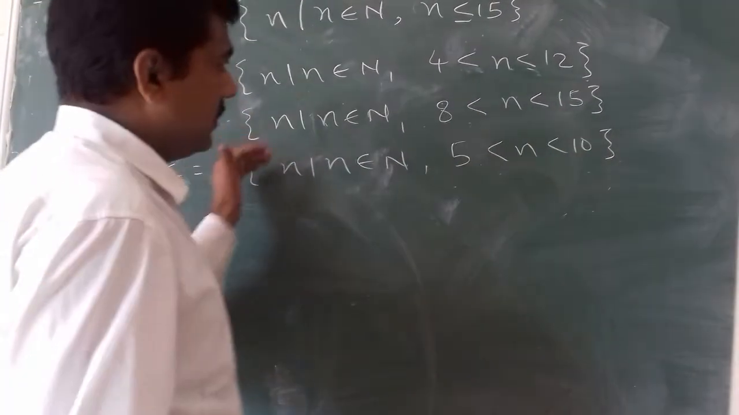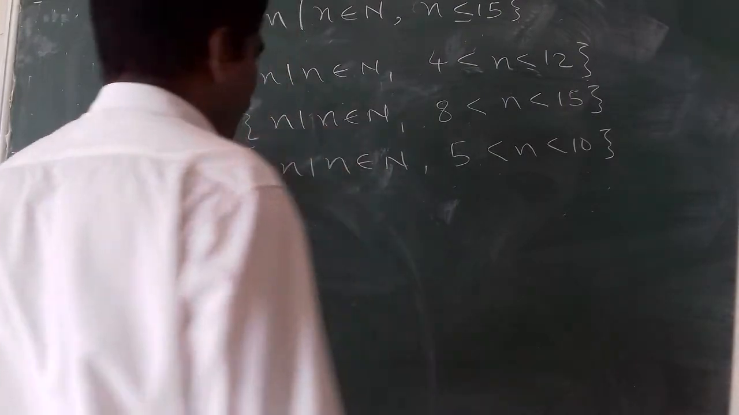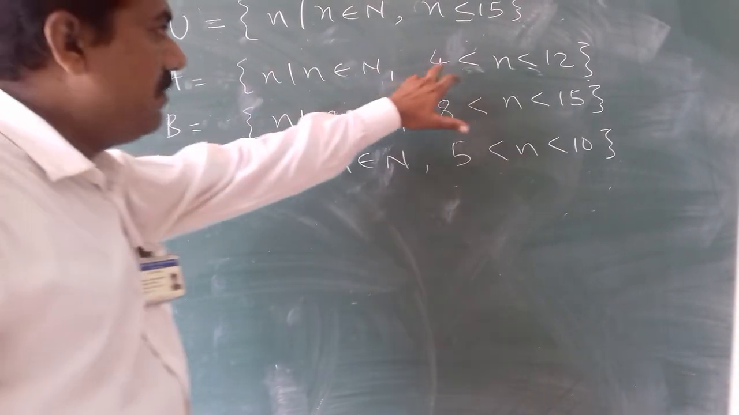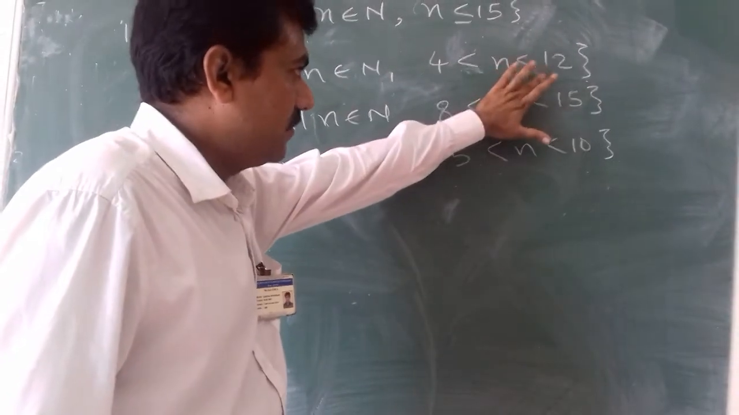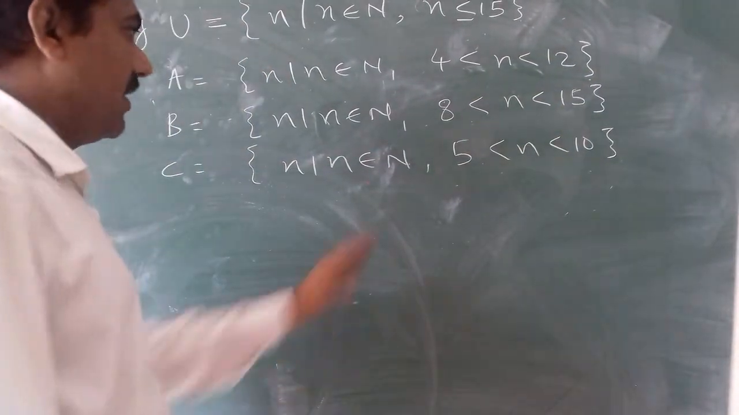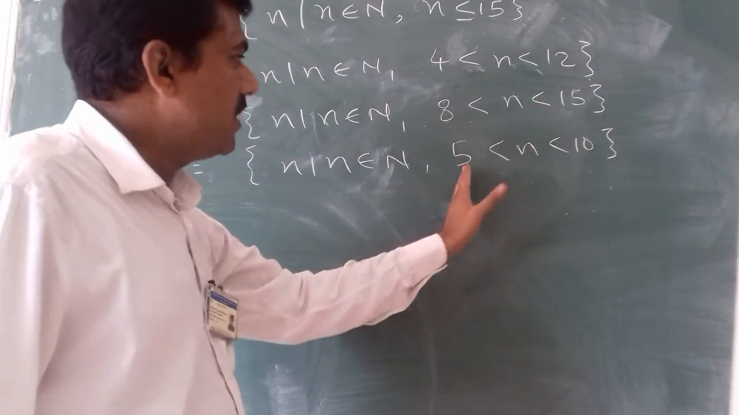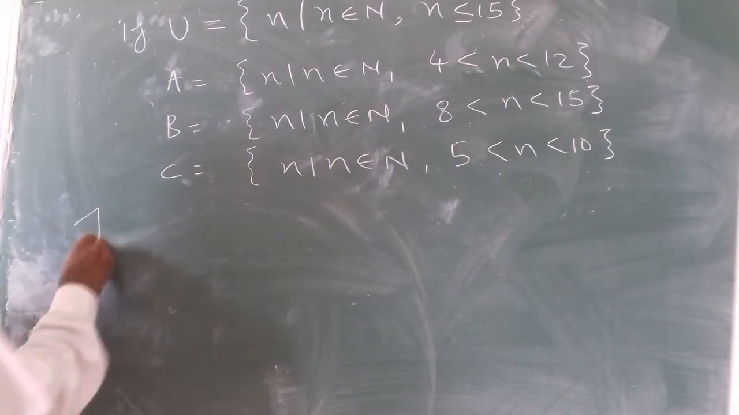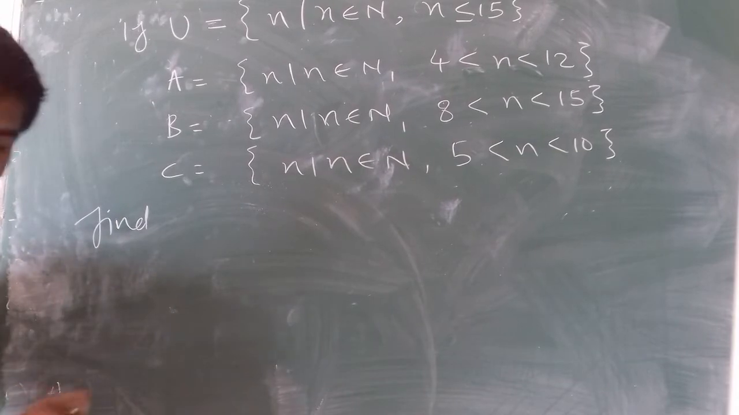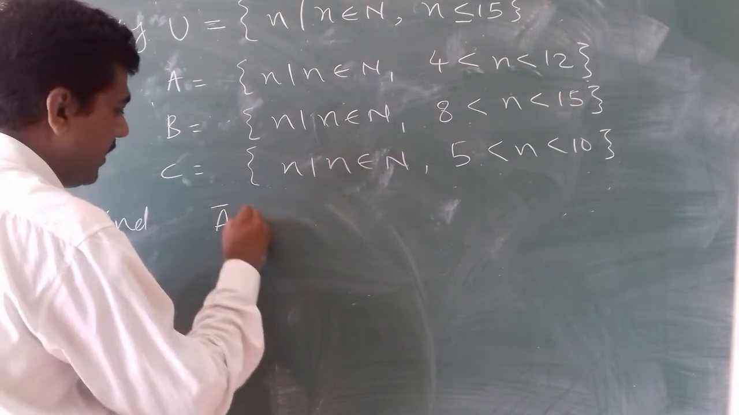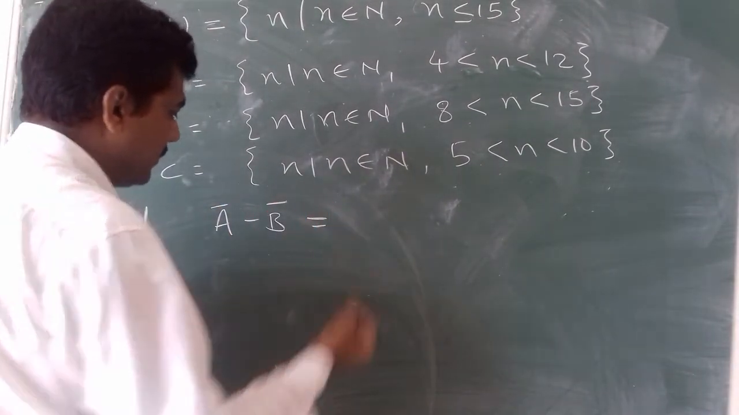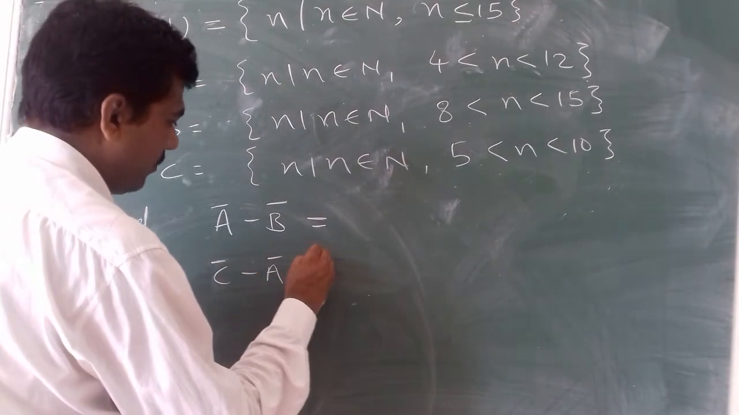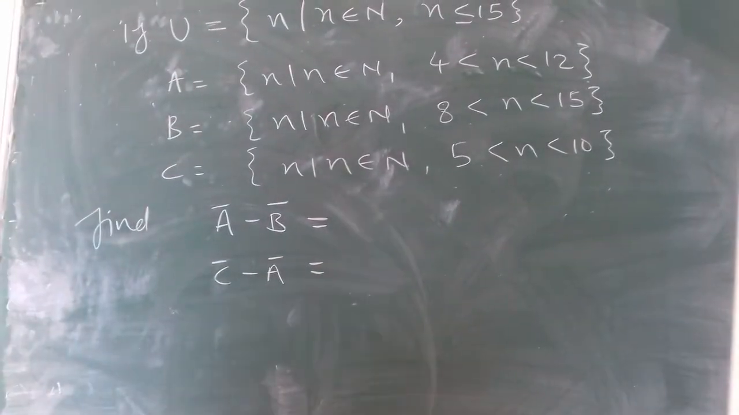So from the definition of this set we can find out the elements. So here in A the elements will be what? 5 to 11: 5, 6, 7, 8, 9, 10, 11. Likewise 9 to 14, 6 to 9. Right? And the question asked is, find: first one is A complement minus B complement is equal to what? And next, C complement minus A complement. So these two questions are asked.